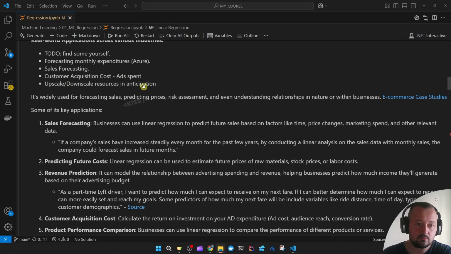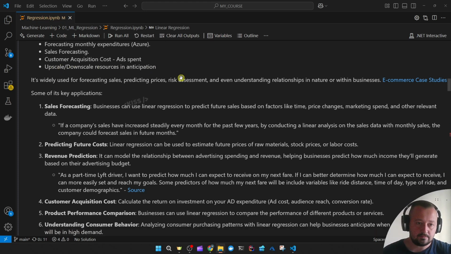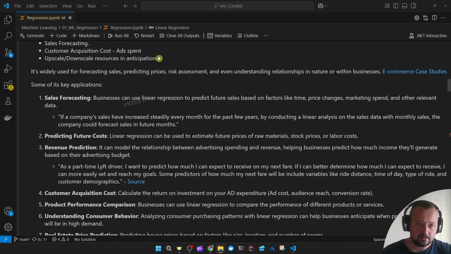Okay, upscale, downscale resources in anticipation. I think data centers may be doing things like that, or you could do that yourself. Let's say you predict way more website visits in specific seasons or on specific days, then you can kind of be alerted, or automatically upscale and downscale based on predicted demand or need.